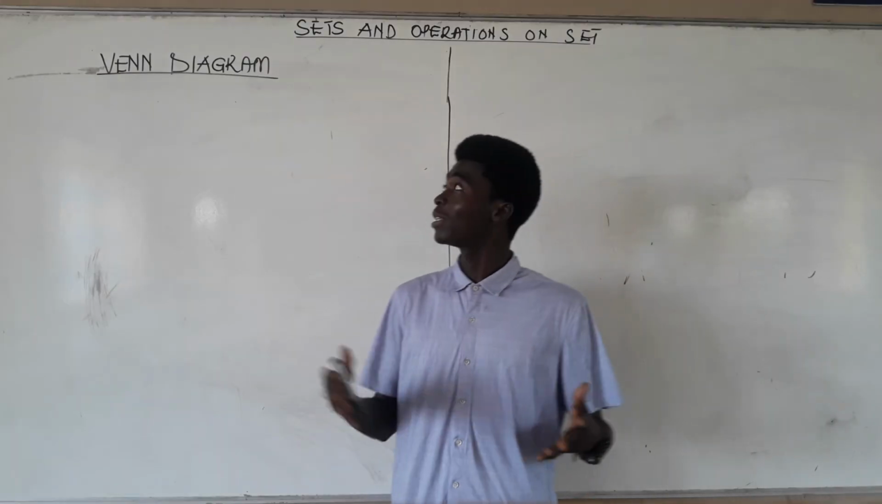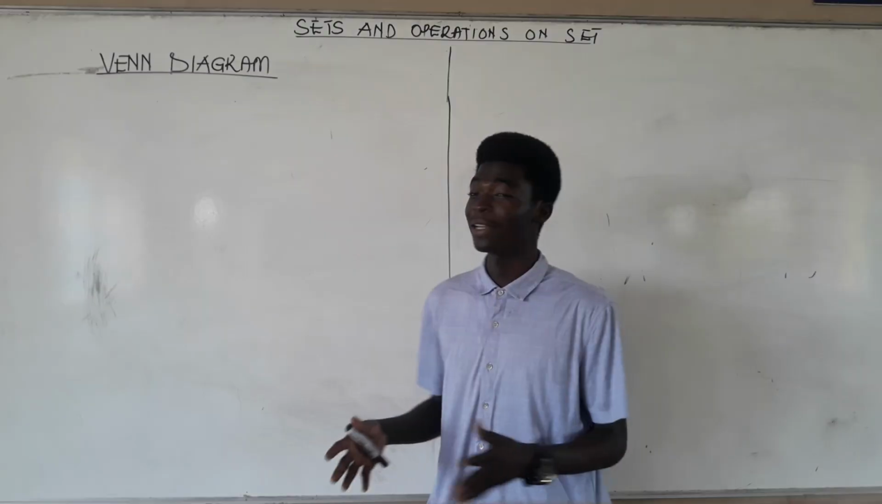So today we are continuing with sets and operations on sets. We'll be looking at the Venn diagram.